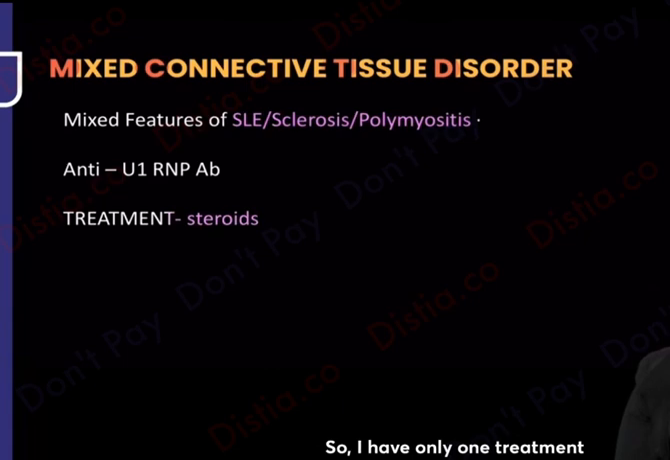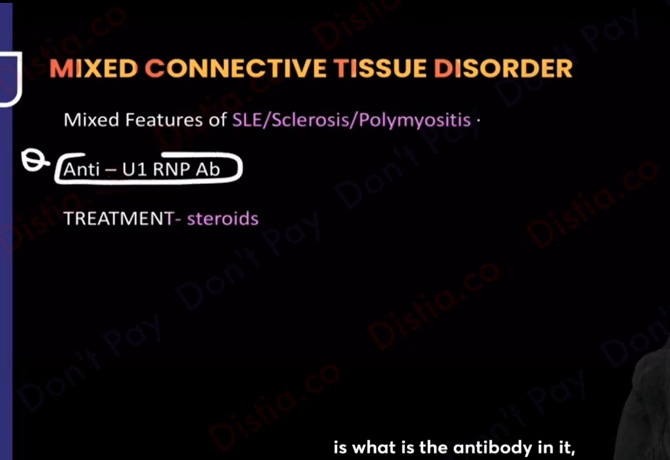So I have only one treatment that I can give to so many diseases, and that is steroids. The only question that you'll get is what is the antibody in it? The antibody is anti-U1 RNP antibody. So remember, ribonucleoprotein U1.